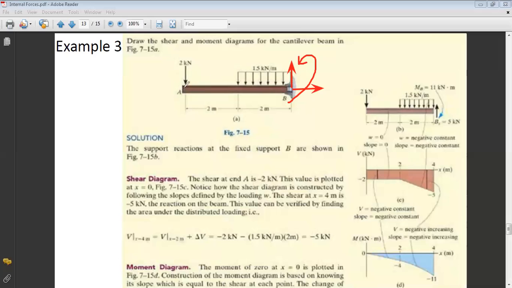Now let us start together step by step. First, at A, what do I have at A? At A, I have a downward concentrated force of 2 kilonewton. So for the shear, you know what is the effect of a concentrated force on the shear? It will cause a downward jump. So initially, this is my V variation. Let me zoom it more.